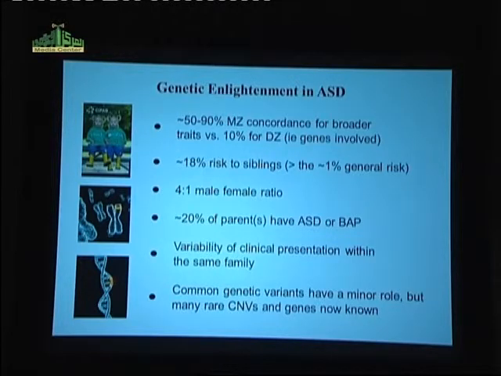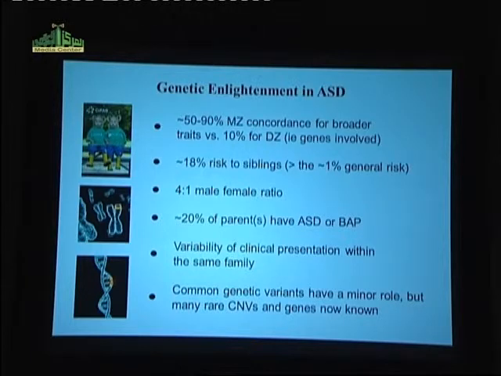Interestingly, you see variability of clinical presentation within the same family. So in these identical twins, roughly 80% of the time they'll sit at the same point on the spectrum, but in some cases you'll have one identical twin that's severely affected, and the sibling is actually mildly affected with something like Asperger's syndrome.